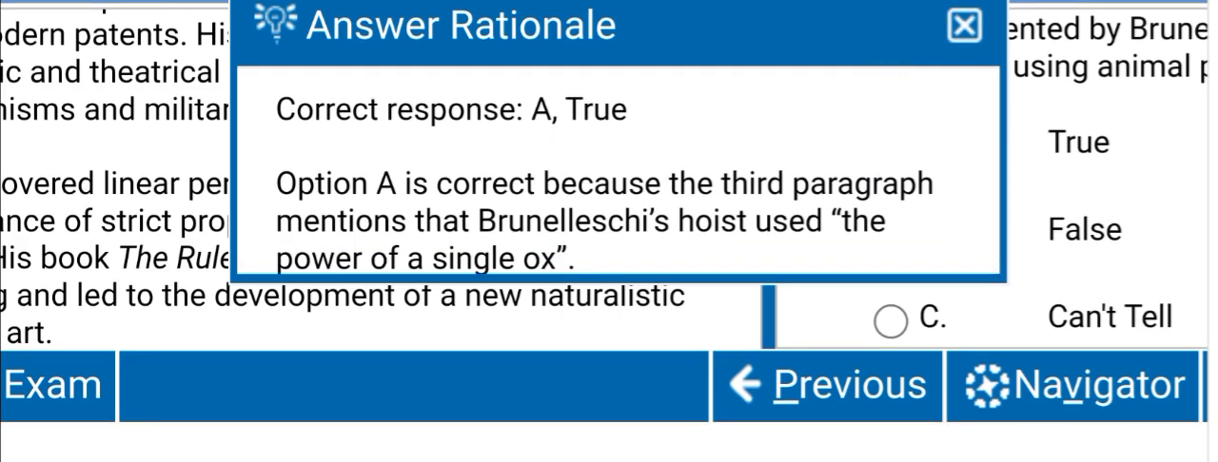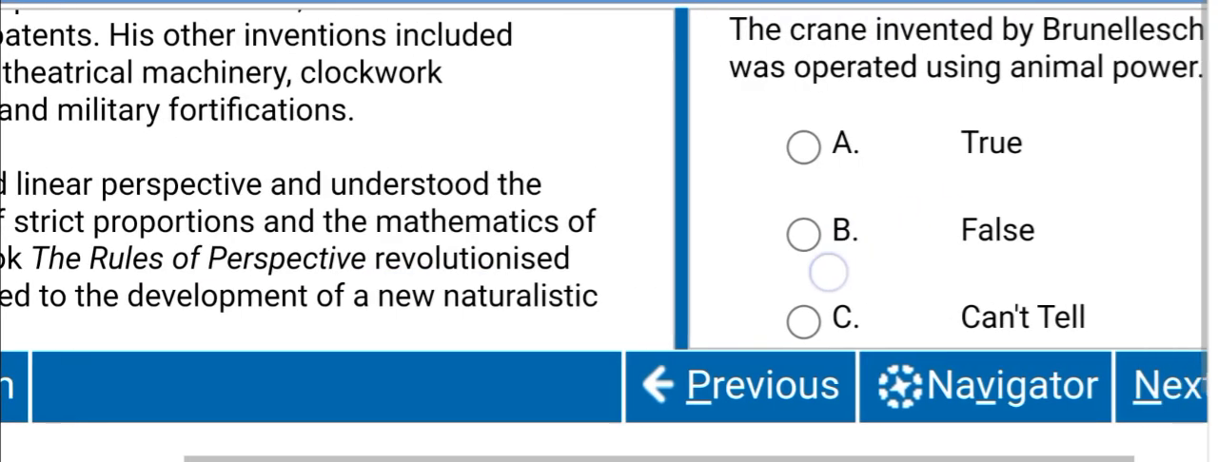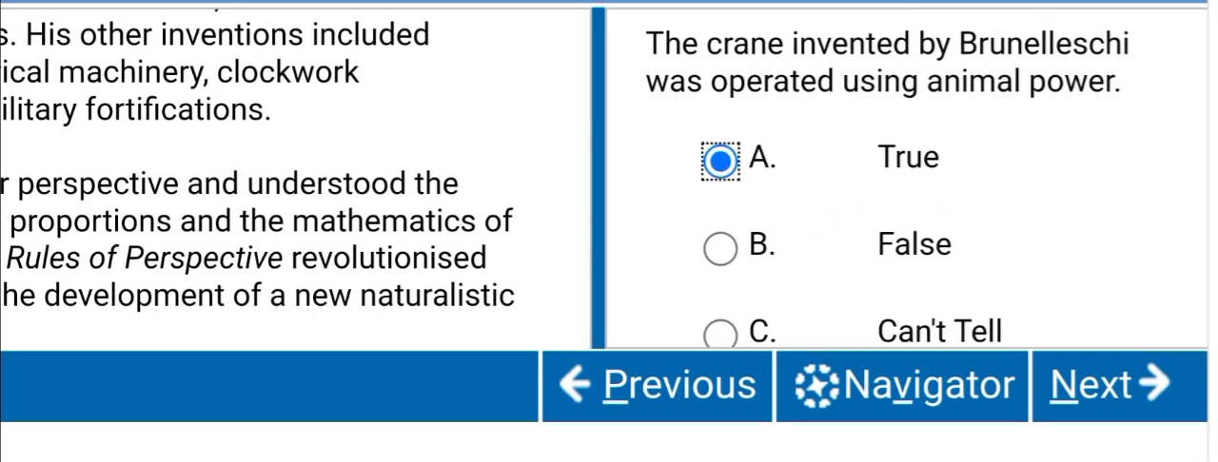Option A is correct because the third paragraph mentions that Brunelleschi's hoist used the power of a single ox. Because of this, option A is true. So the statement given above, that the crane invented by Brunelleschi was operated using animal power, is true.